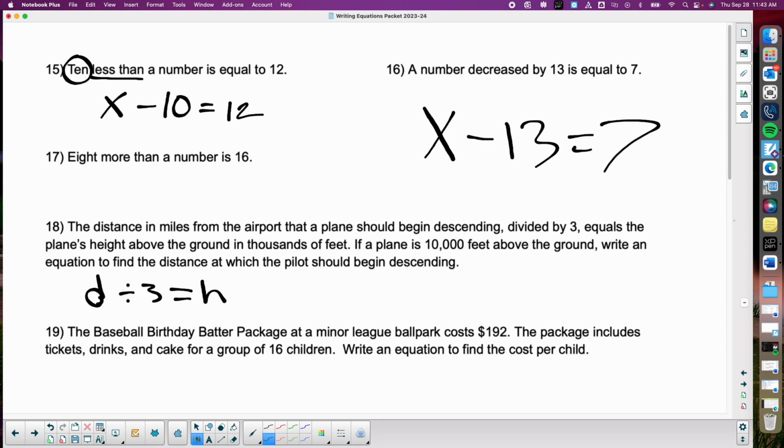And then the next sentence says if a plane is 10,000 feet above the ground, write the equation for 10,000 feet above the ground. So we just need to figure out where the 10,000 should go.